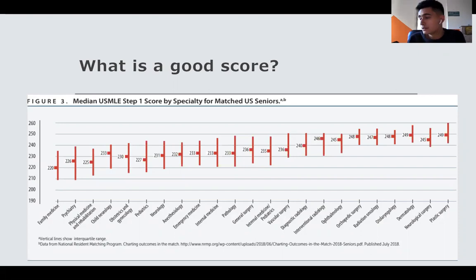So from experience, the USMLE Step 1 exam and the score you get is much more important than all other components. But what is actually a good score? So if you look here, we have a table from the first 8 that shows what are the averages, the average scores US seniors, and I would like to highlight that, got while they were applying for different specialties.